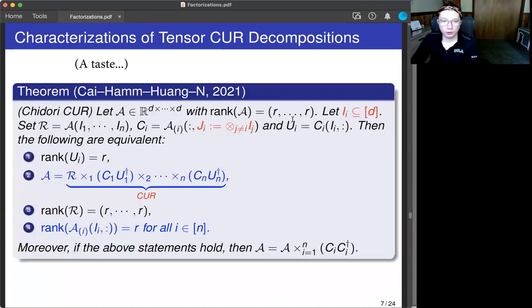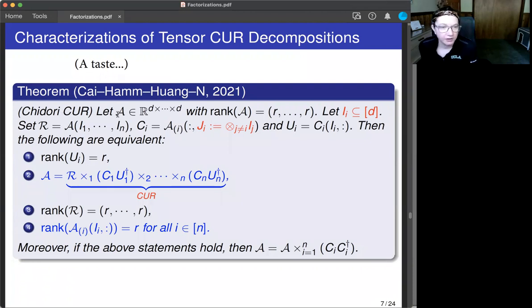I'm going to throw two theorems on here to get a taste of what these look like. Because that's a lot of notation, which is very heavy and typical in tensor work, I'll have two pictures which will make it a little clearer, but I'll run through these anyway. So we derive two different types of CUR decompositions for tensors. This first one we're calling the Chidori CUR, which, when I show the picture, that name will become clear.